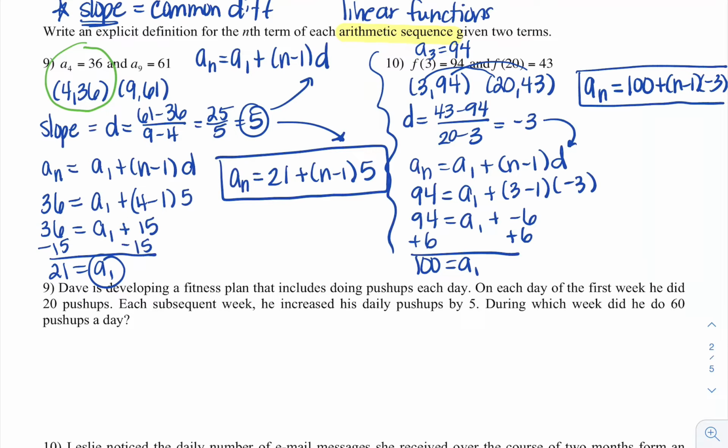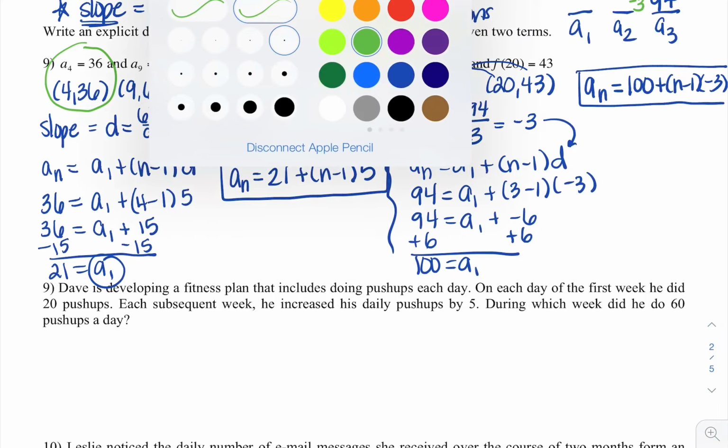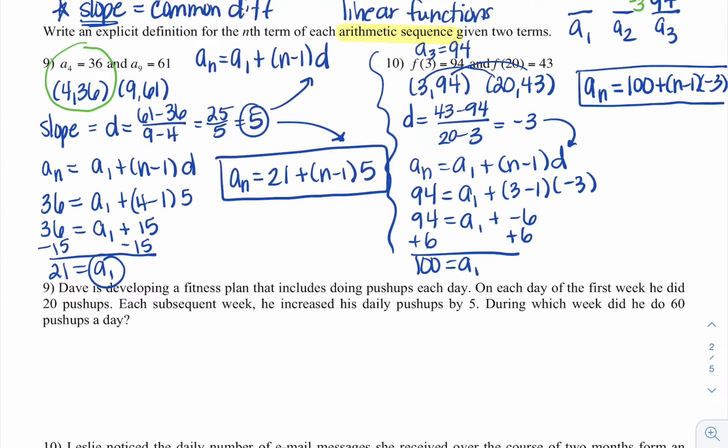I had mentioned there's also a backup way of being able to find a1 if you don't like doing this whole solving problem down here below. If you know that the third term is 94, so here's your third term, and you know each time you had to minus 3 to get to that term, so maybe I'll do that in a different color to make that stand out. Each time you had to minus 3 from the previous number to be able to get to that term.